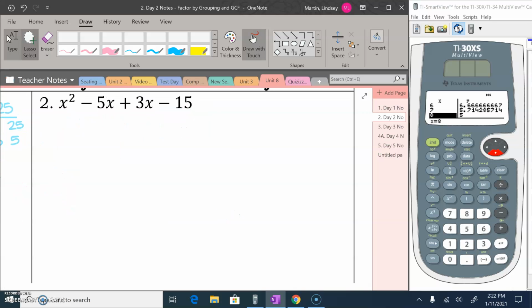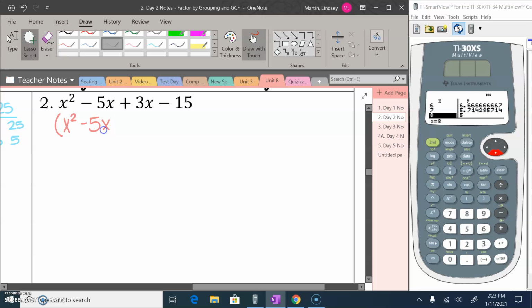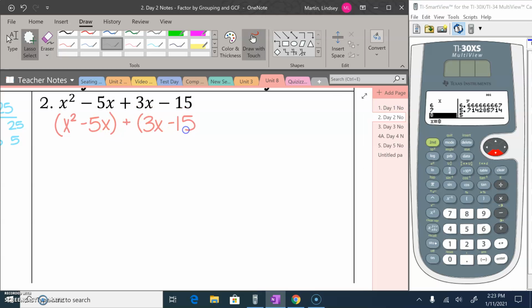First thing that we need to make sure is that it is in standard form. We have x squared minus 5x plus 3x minus 15. This is in standard form, and I don't want you to simplify here. Since we're factoring by grouping, we do need 4 terms. So the first thing I'm going to do is group my terms. And find a GCF from each group.